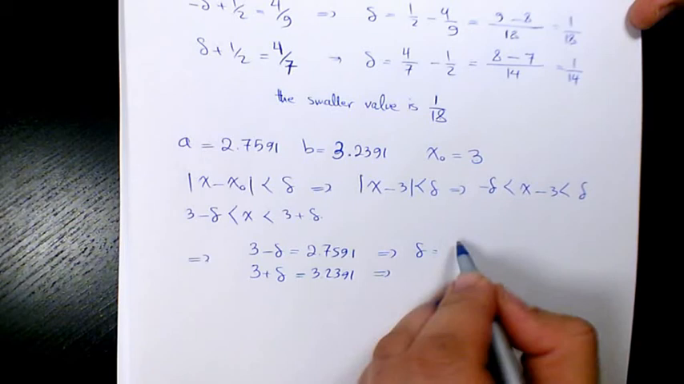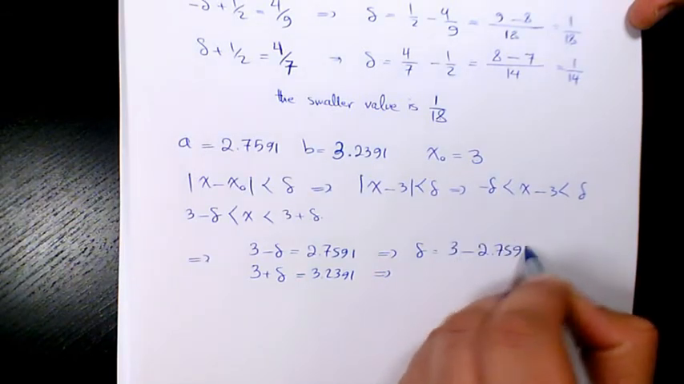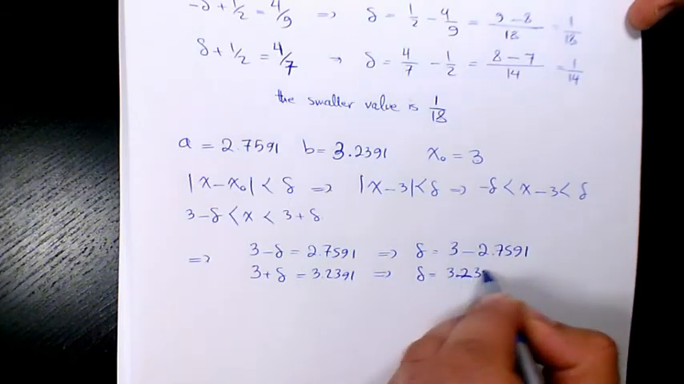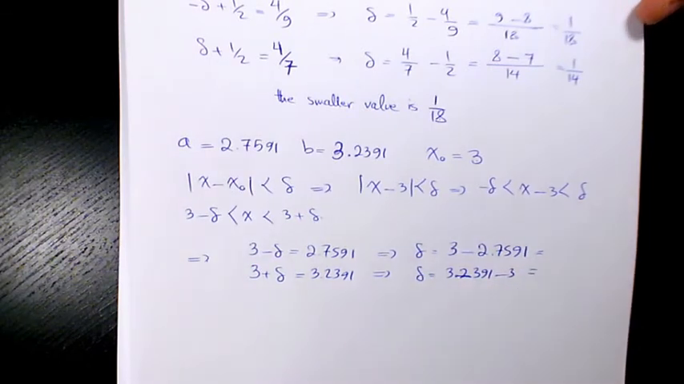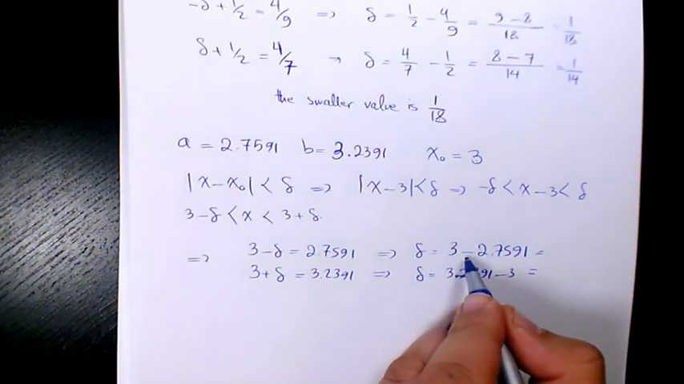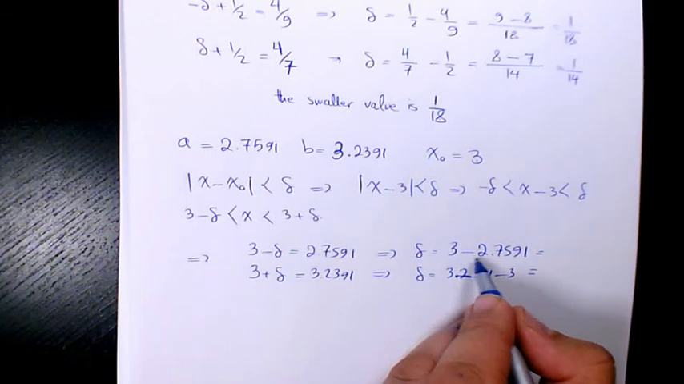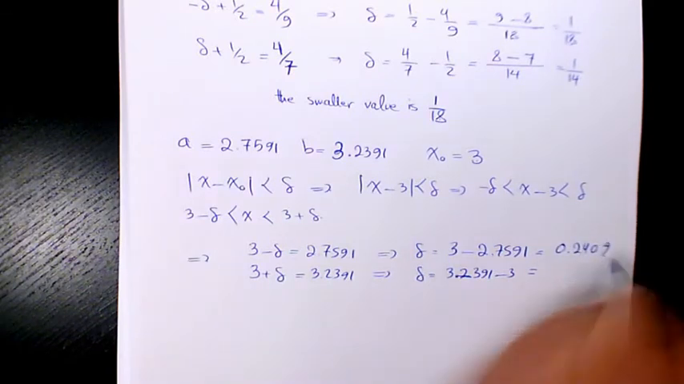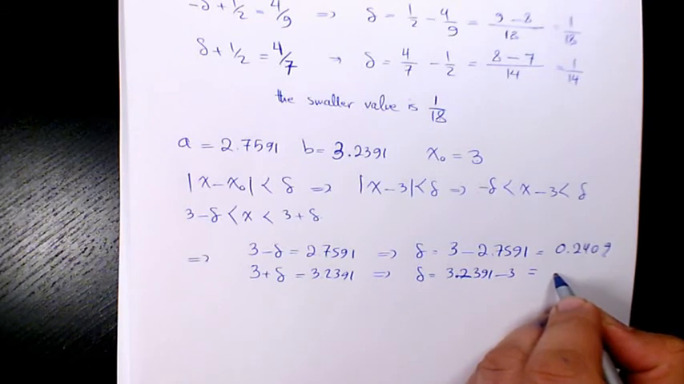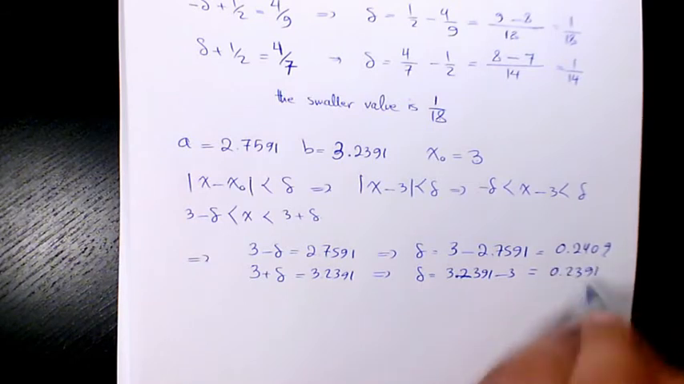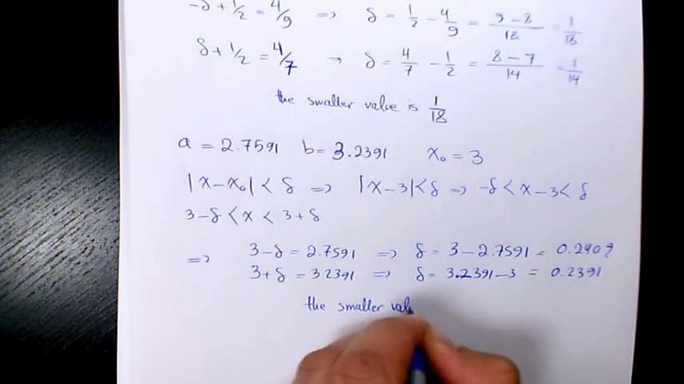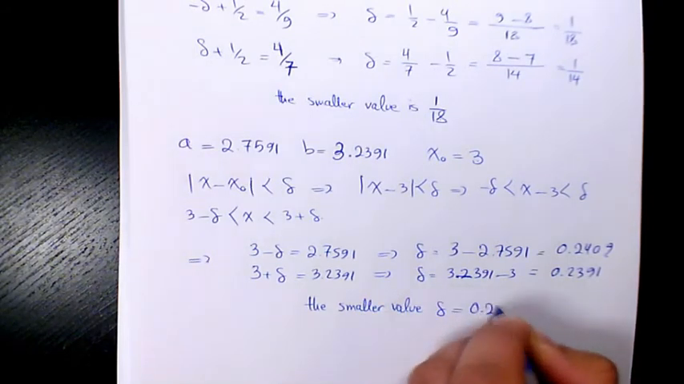So that's going to be 3 minus 2.7591 and 3.2391 minus 3. So 3 minus 2.7591 is going to be 0.2409. And here, that's going to be 0.2391, of which the second one is smaller. So the smaller value is delta equals 0.2391.